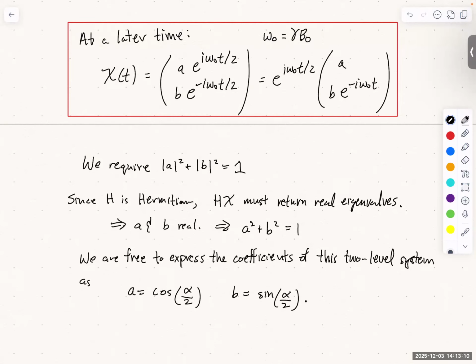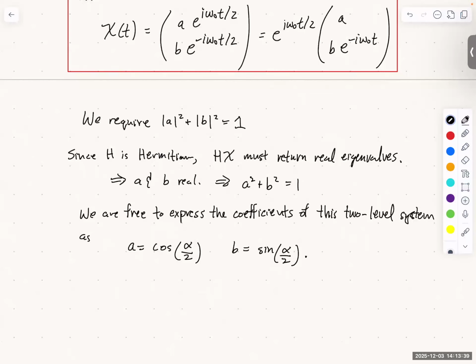The other nice thing about this is, as I vary alpha, I can vary this cos alpha over 2 between 0 and 1. So I can have the weight A shift from 0 to 1 for how aligned my initial state was with, say, the spin-up state. And conversely, we can vary how aligned we are with the spin-down state. We'll actually come up with a bit of a geometrical interpretation of what alpha is in just a few minutes.